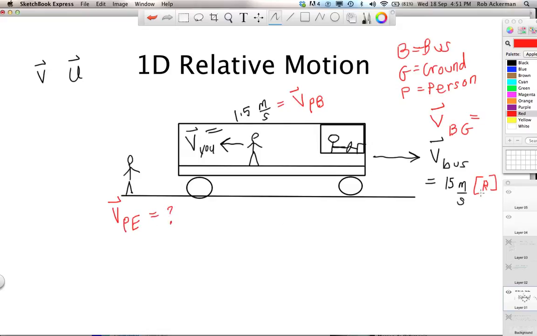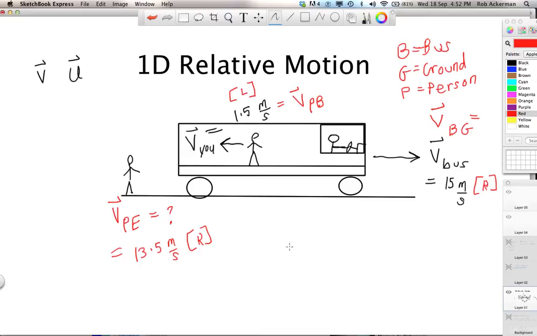Well, I think most of you intuitively know that if you're going 1.5 meters per second to the left, and the thing you're on, the bus, is going 15 meters per second to the right, your friend's going to measure kind of this minus that. I think you can guess that your friend is going to measure 13.5 meters per second to the right. So how do we show that that's true? It seems that this motion combined with that motion gives this motion.